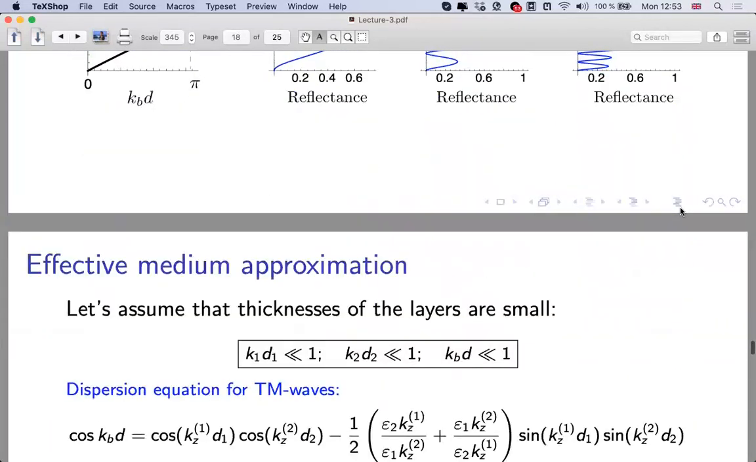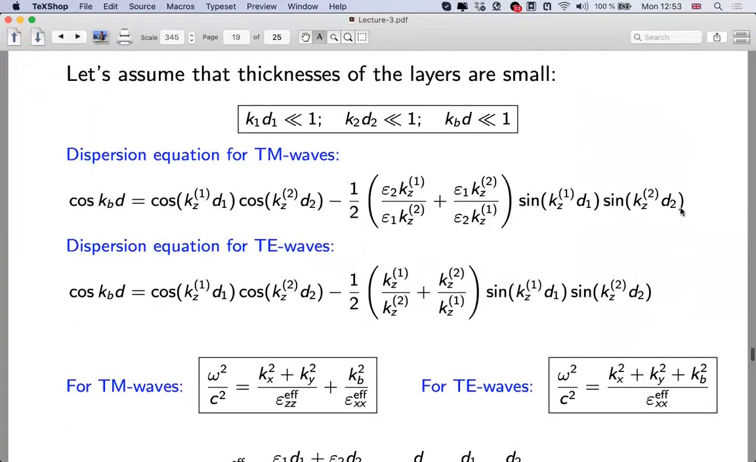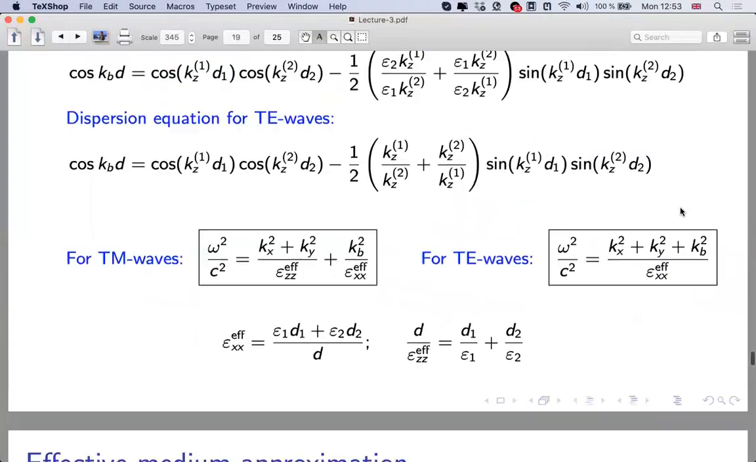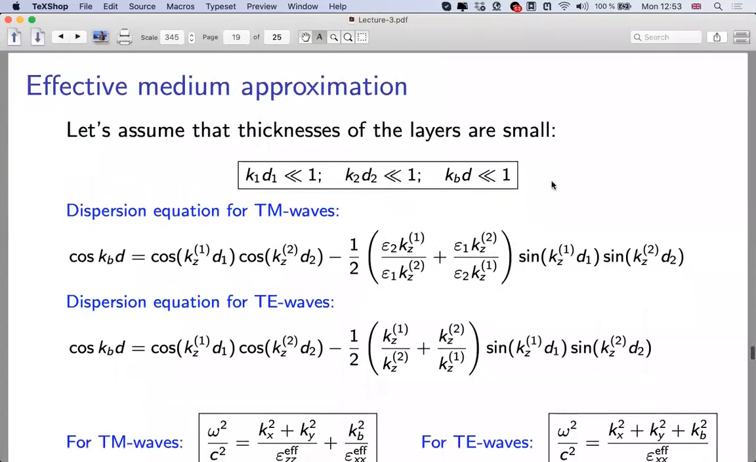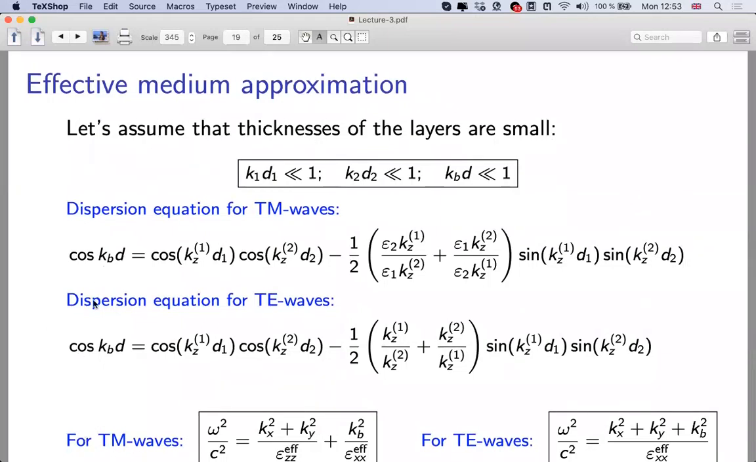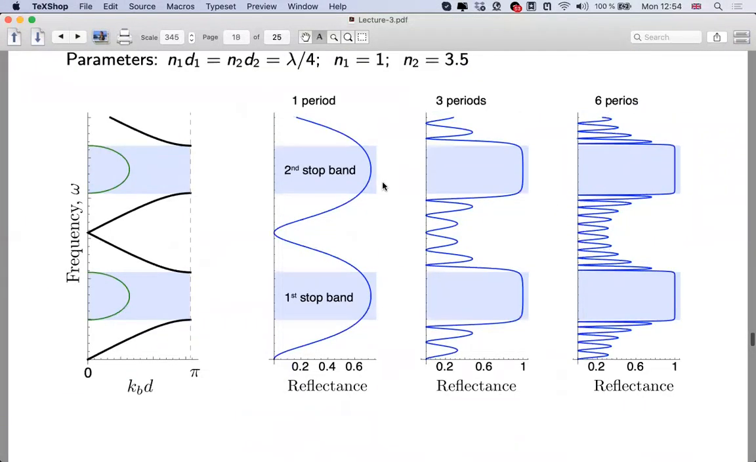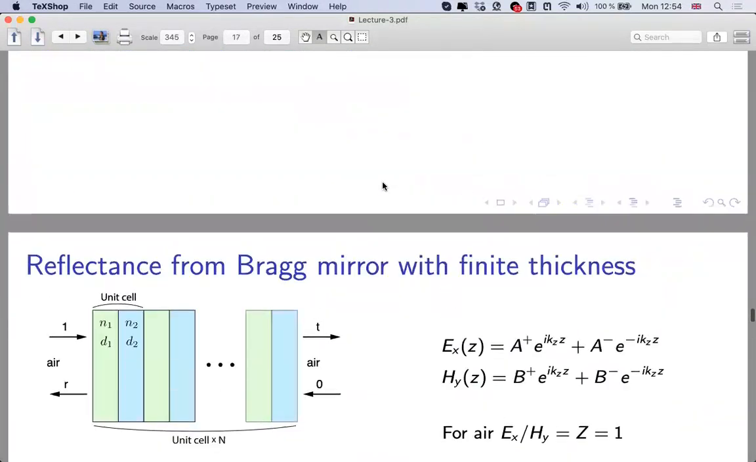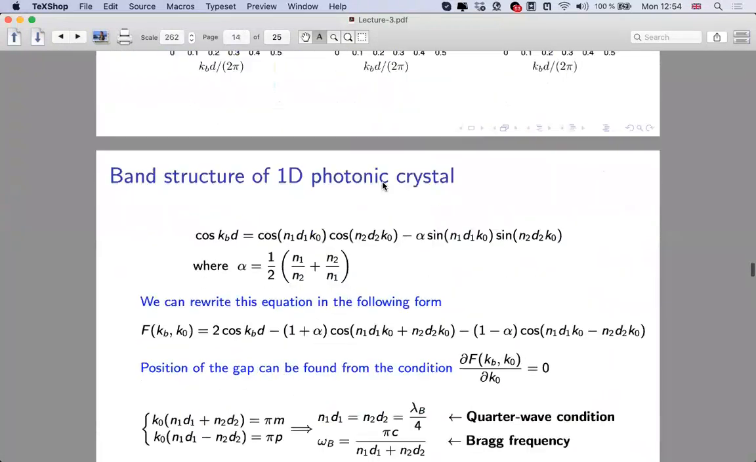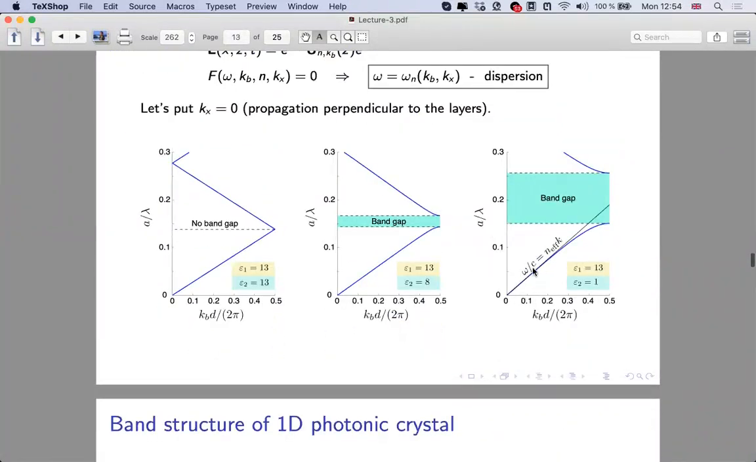Okay. And the next step is the so-called effective medium approximation, or quasi-static approximation. So here, you see, this is the effective medium approximation. In the next lecture, we will analyze these dispersion equations at some interesting points. For example, in this region, we can apply the so-called effective medium approximation, when our periodic structure can be described by effective parameters. And we will derive an exact expression for the effective refractive index.